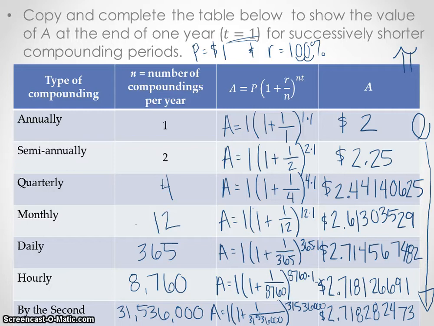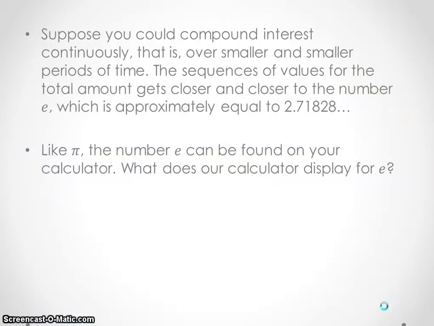Okay, so why do we care about this so-called E number? We're reaching the point 2.718282473. Let's talk about why that number is important. Suppose you could compound interest continuously, that is, over smaller and smaller periods of time, like I said in the previous video, we could do milliseconds or nanoseconds, for instance. The sequence of values for the total gets closer and closer to the number E, which is approximately equal to 2.71828, etc., etc. Like pi, the number E can be found on your calculator.